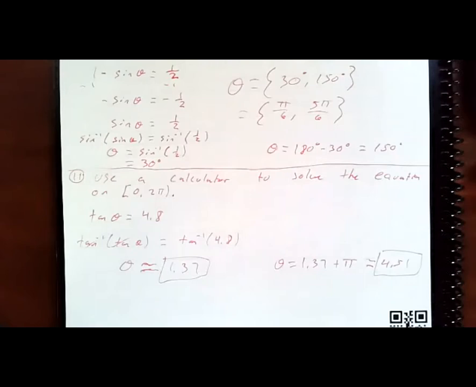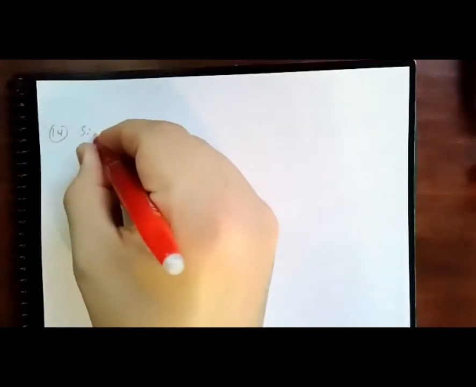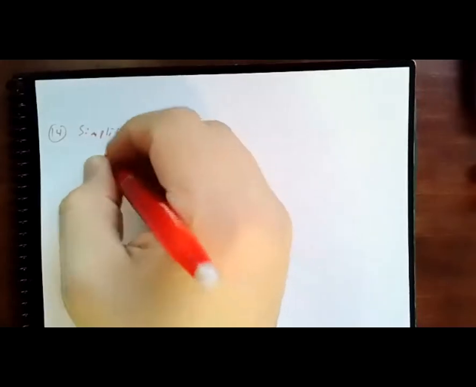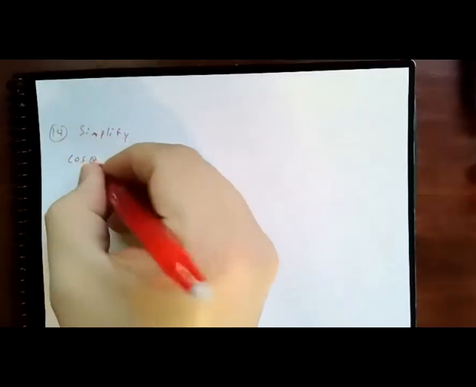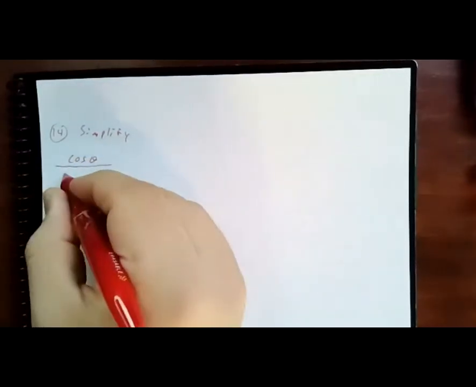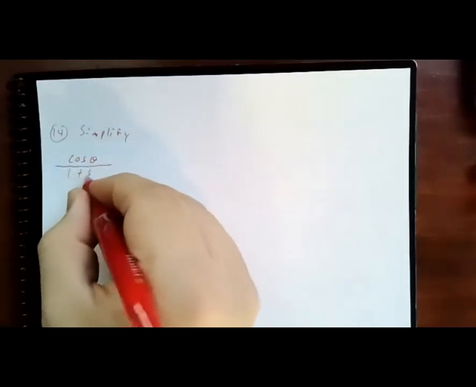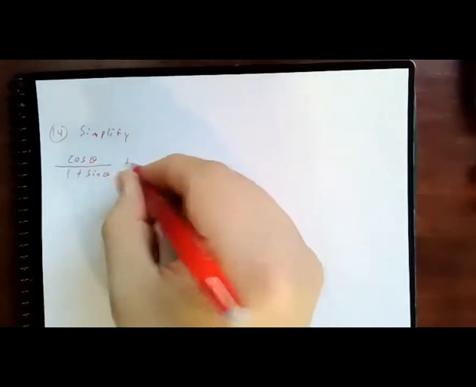Let's move on. There'll be a couple of proofs on the exam where you've got to show every step. So let's start doing those. Let's go to 14. On 14, they don't tell you to prove just yet, but they want you to simplify it. So it's like the step right before proving things. So cosine theta over 1 plus sine theta plus tangent.